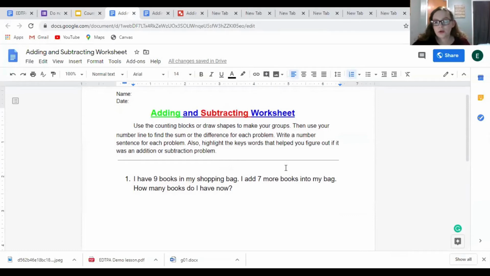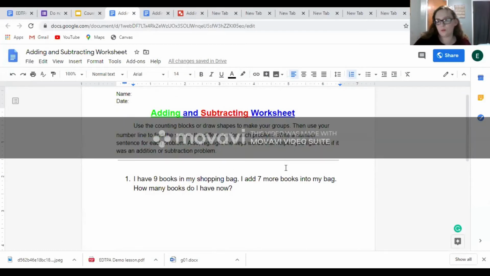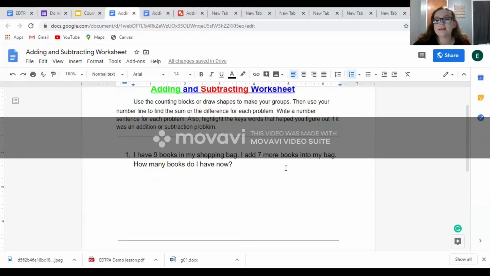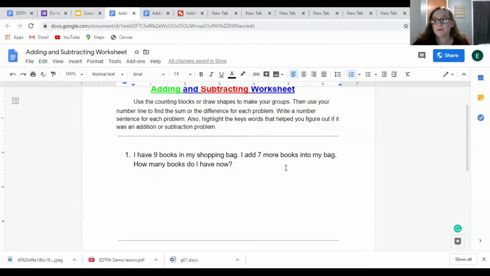So we're going to use our counting blocks, or you can draw the shapes. I want everyone to try to use both so that everyone understands how to use them and find out what works best for them. So you're going to use your number line to find the sum or the difference for each problem. So your number line on the top of your desk you can use, or you can use the one in the back of your planners. I know everyone has one in there.